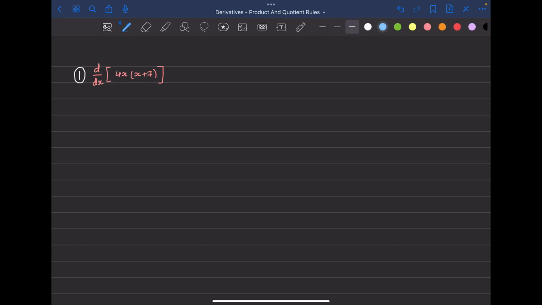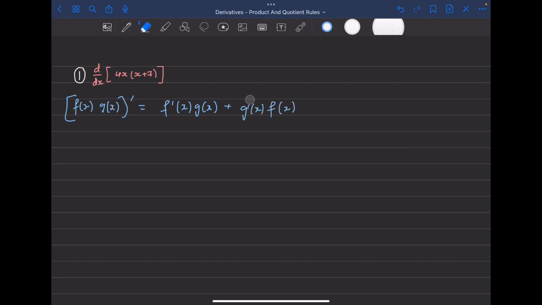So first, we know that the derivative of f of x times g of x, if you want to find the derivative of the entire thing, is going to be f prime of x times g of x plus g prime of x times f of x. But yeah, once again, memorize this because there's no other way around it. From here, let's call the first one f of x. Let's call the second one g of x.